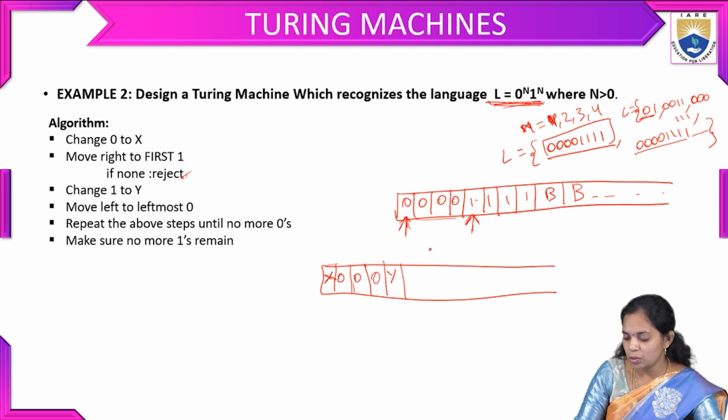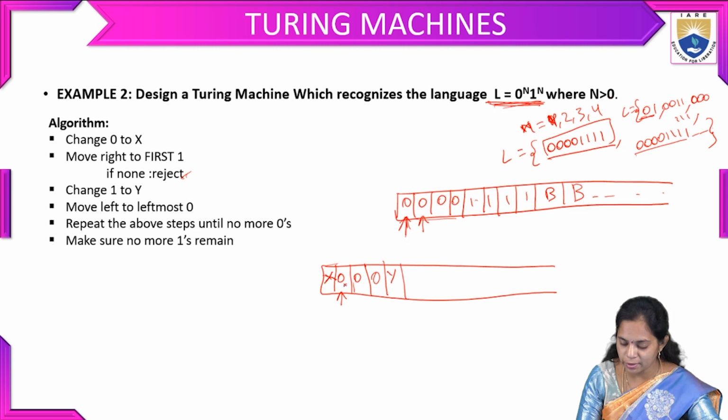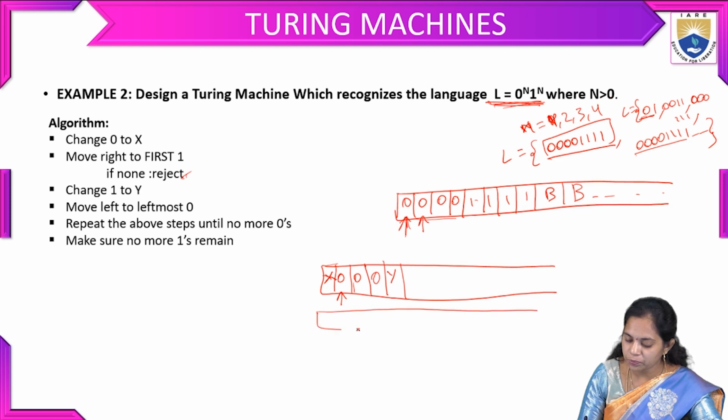So leftmost 0 is nothing but here the header is moving from 1 to leftmost. So here this is the leftmost 0. Why? Because the first 0 is already replaced with X. So the leftmost 0 now is here, this one. And here we will replace it with the X. So we have to repeat this step.